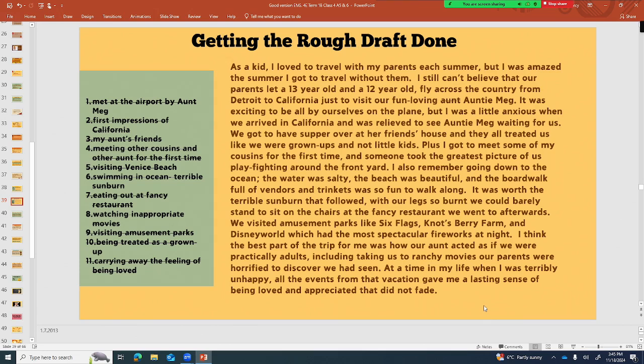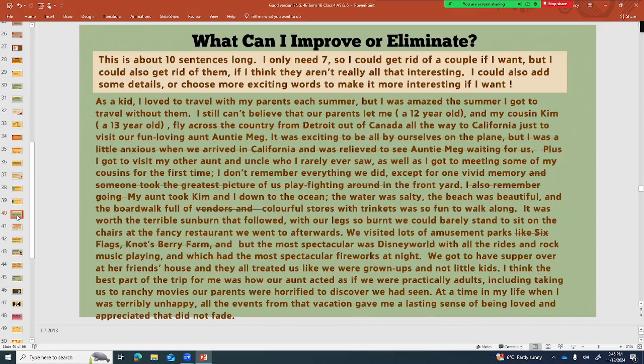You can always pause and take a moment to read it if you want to. It sounds okay. I don't think it sounds great, but it's okay. What can I improve or eliminate? Okay, it is about 10 sentences long and I only need 7. So I could get rid of a couple if I want, but I could also get rid of them if I think they're not that interesting, right? I can add more too if I wanted to, or choose more exciting words to make it more interesting. All of that is if I want, but the whole goal is to write the most interesting sentence you can, right?